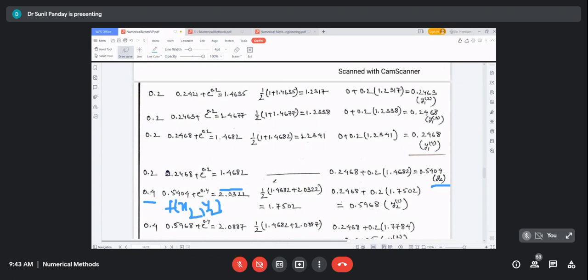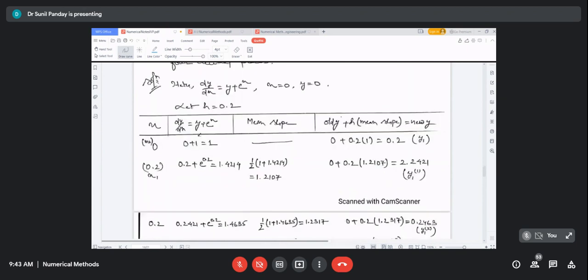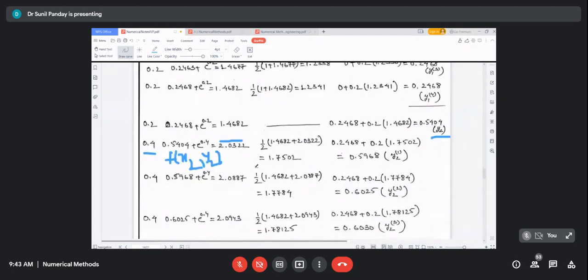So for the mean slope, earlier we were taking x naught y naught when updating y1. Now we have x1 y1. So this remains the same. f of x1 y1 fourth remains the same for all modified steps, plus f of x2 y2, which we are getting in the current step is this one. So this is the mean slope.